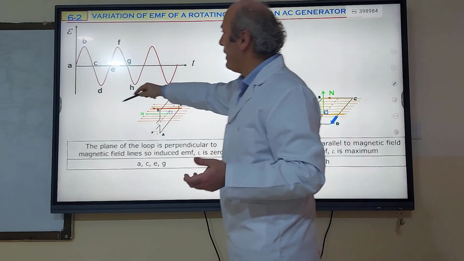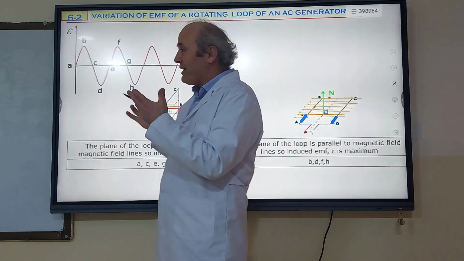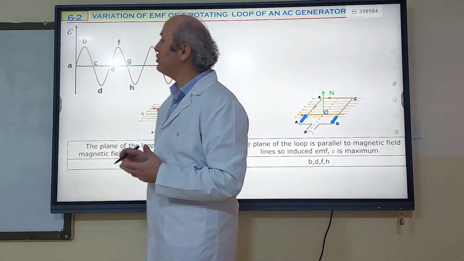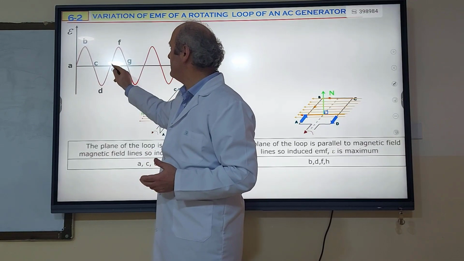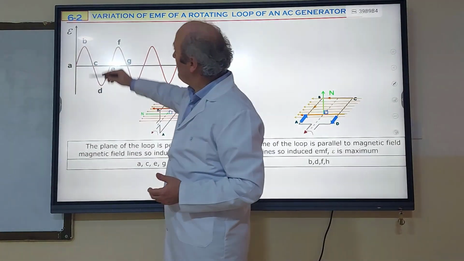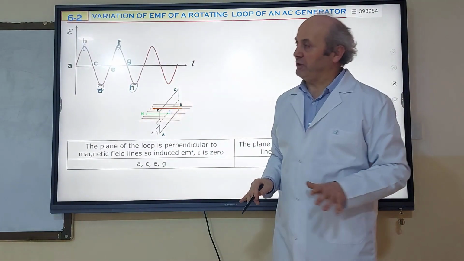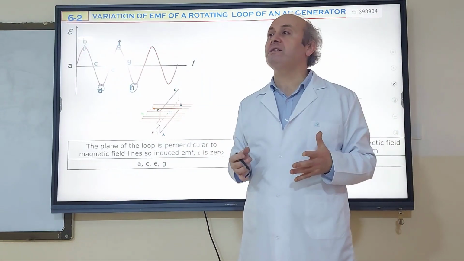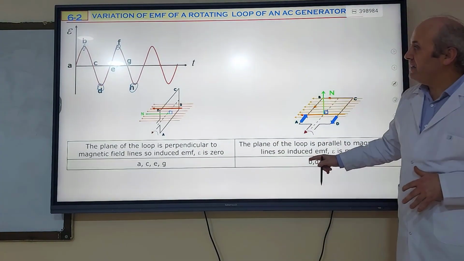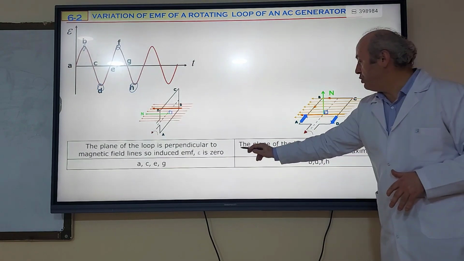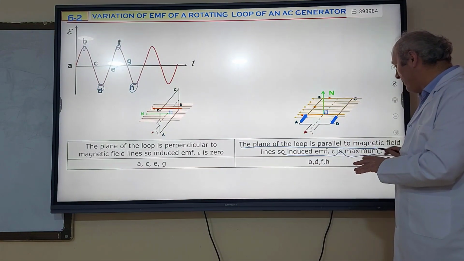Then this is how AC is changing. The AC EMF is changing for a generator's output. And also we can predict the orientation of the loop inside a magnetic field at these points A, B, C, D, E, F, G, H. At B, D, F, H, induced EMF is maximum. Induced EMF of a rotating loop is maximum when the loop takes a position parallel to magnetic field lines. At B, D, F, H, the plane of the loop is instantaneously parallel to magnetic field lines, so induced EMF is maximum.